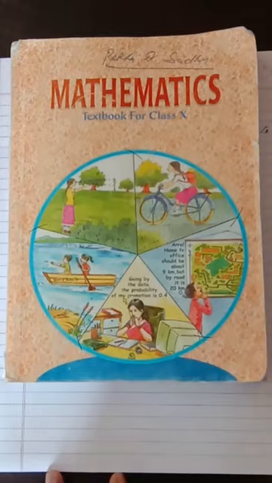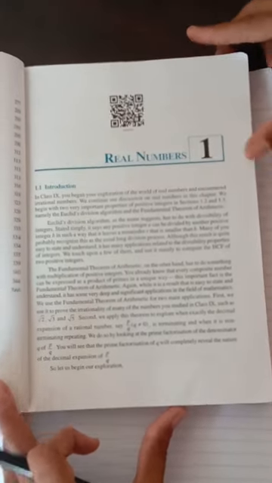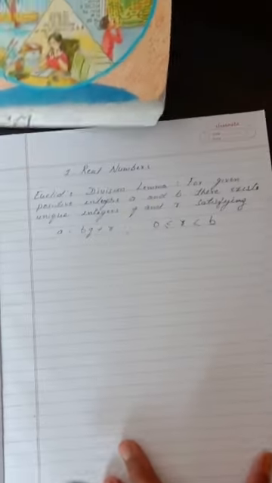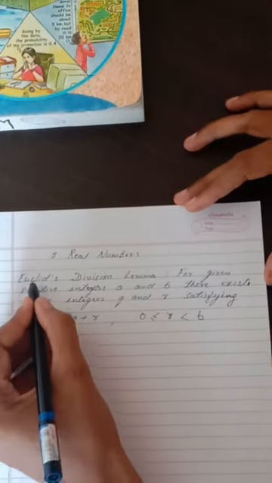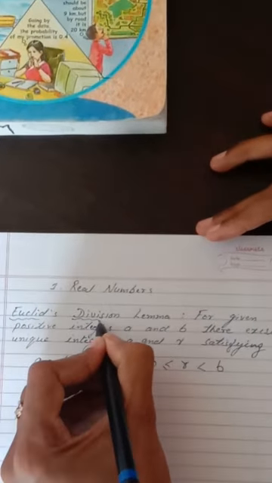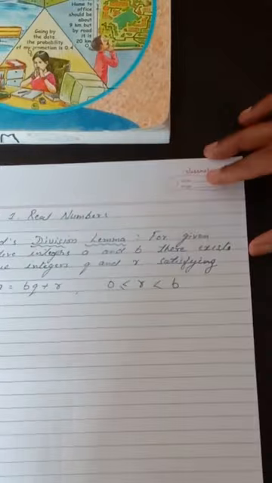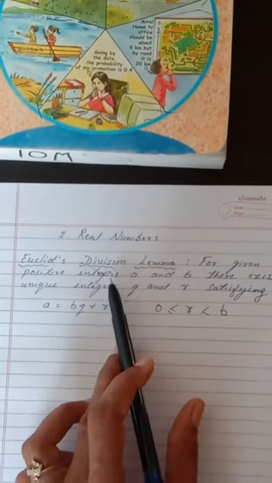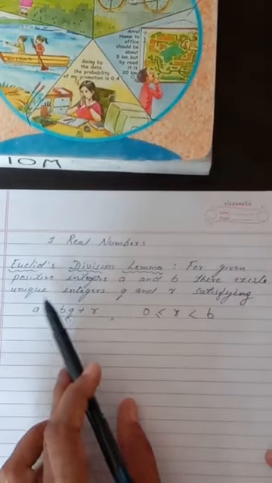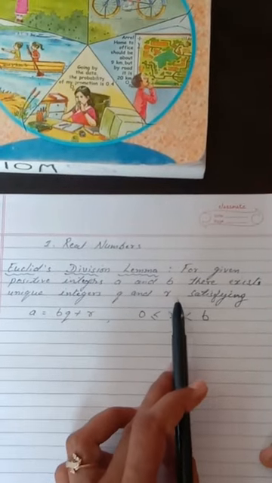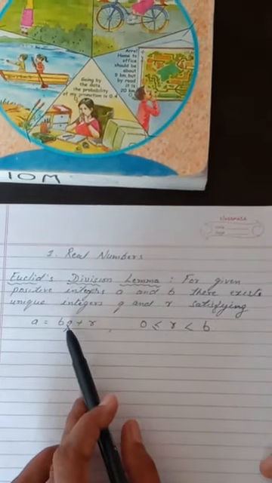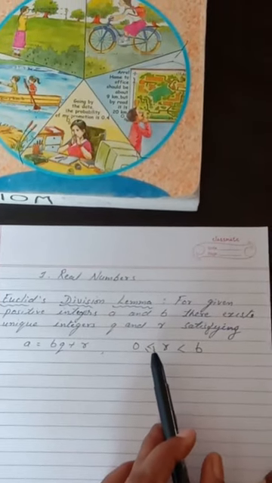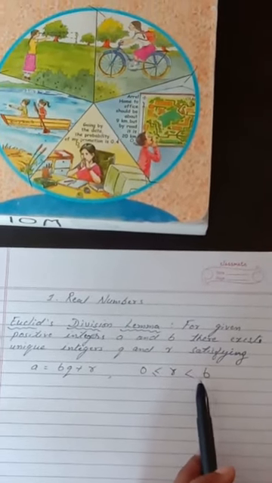So let's start our first chapter, that is real numbers. Good morning, students. Today we are starting the new chapter, that is real numbers. In this chapter, the first topic is Euclid's division lemma. According to Euclid's division lemma, for every positive integers a and b, there exist unique integers q and r satisfying a is equal to bq plus r, where r is greater than or equal to 0 and less than b.